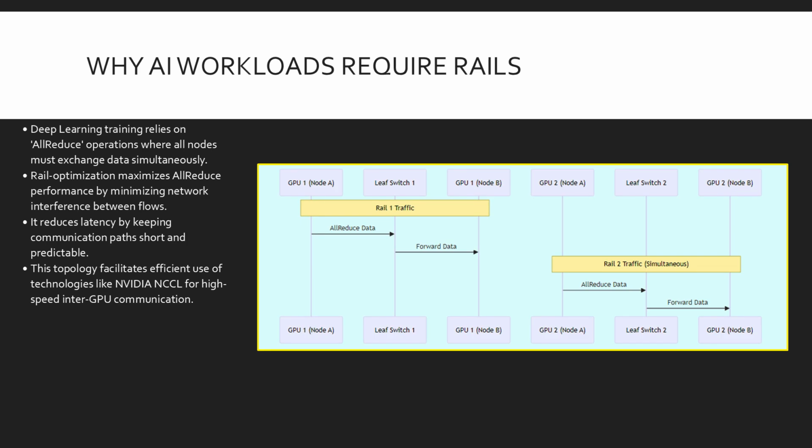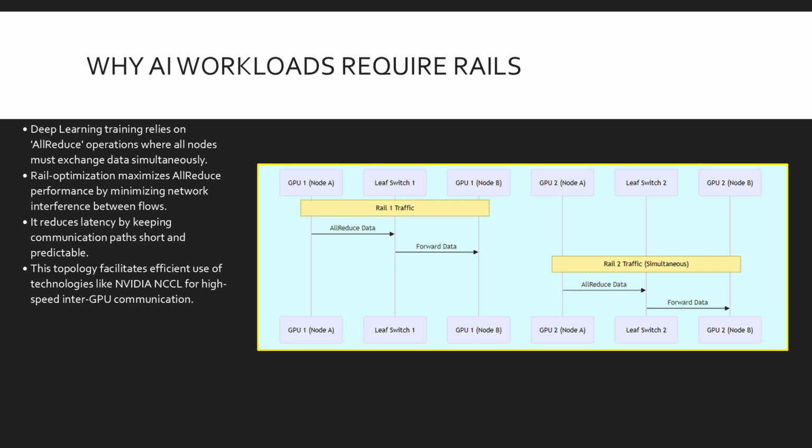It comes down to the math of deep learning. Training operations use a pattern called all-reduce, where every GPU needs to share results with every other GPU to update the model weights. In a rail-optimized design, because the network is aligned with the GPUs, these massive data exchanges happen without interference between different flows. This minimizes latency and ensures predictable performance. Furthermore, layout is essential for optimizing libraries like NVIDIA NCP-AIN, which orchestrate these transfers. By keeping the network simple and parallel, we allow the software to drive the hardware at maximum efficiency.